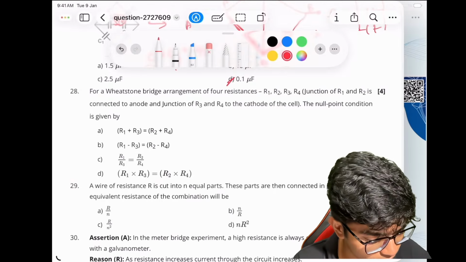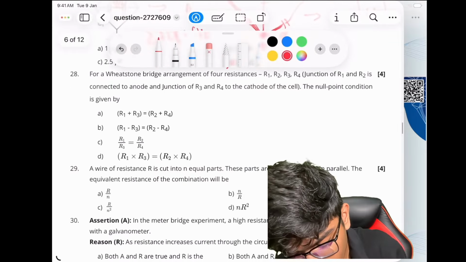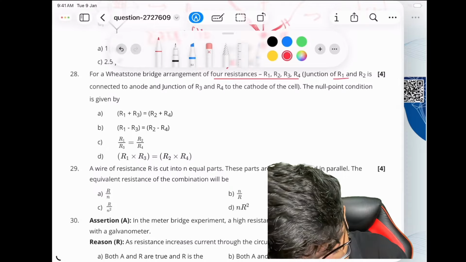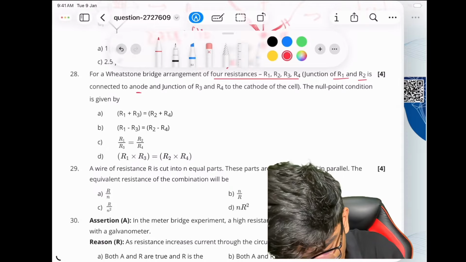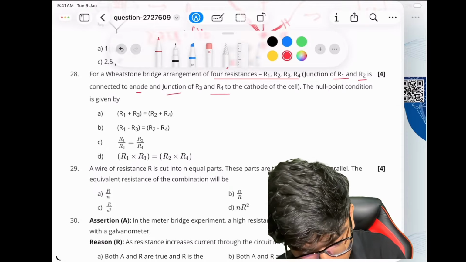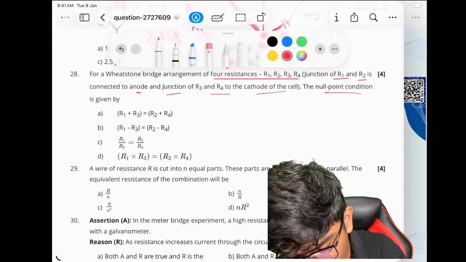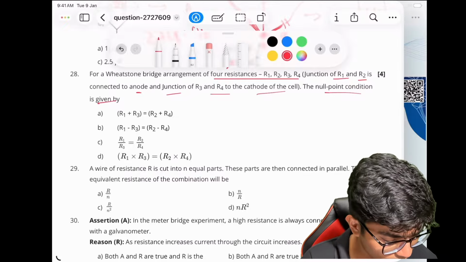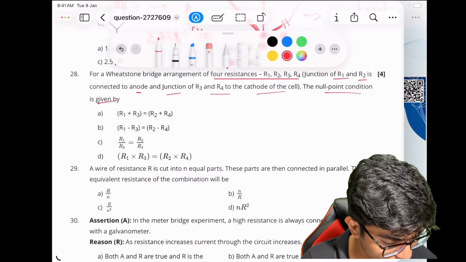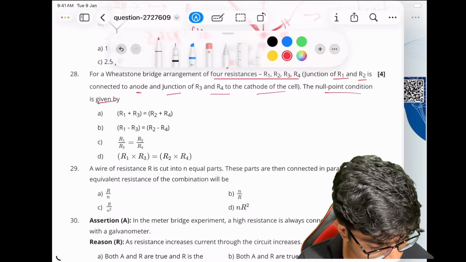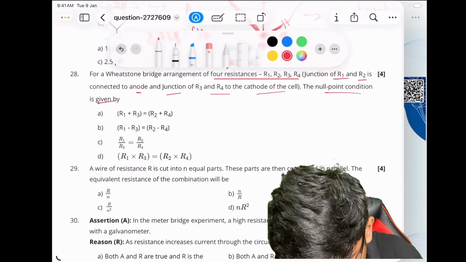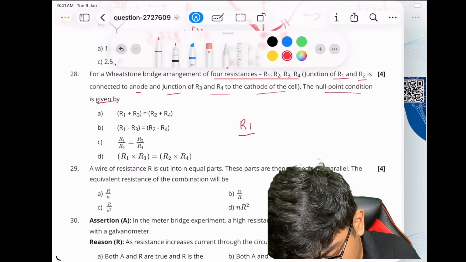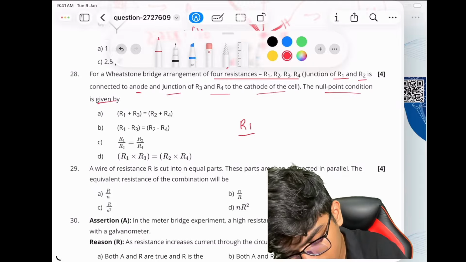Okay, for a Wheatstone bridge arrangement of four resistances R1, R2, R3, R4, the junction of R1 and R2 is connected to the anode, and the junction of R3 and R4 is connected to the cathode of the cell. The null point condition is given by? This is a very nice question. The Wheatstone balance expression is given by what?